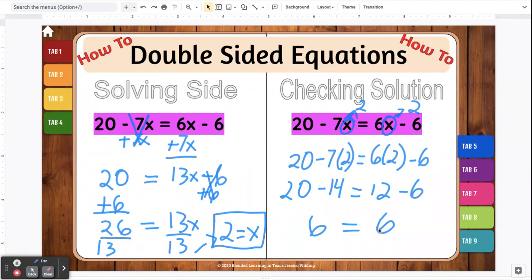Awesome. So you know what this tells us? Yay! We have solved correctly for x. X is indeed 2. And how do we know? It's because both of our expressions have the same value. And because they have the same value, that means our equation is true and they are balanced.